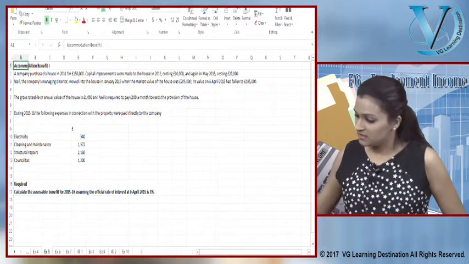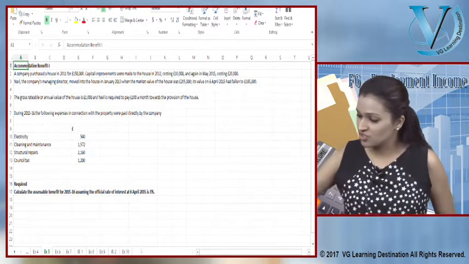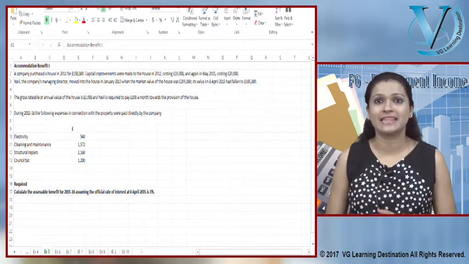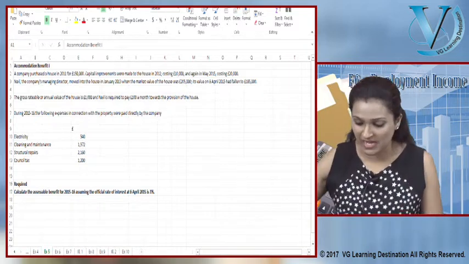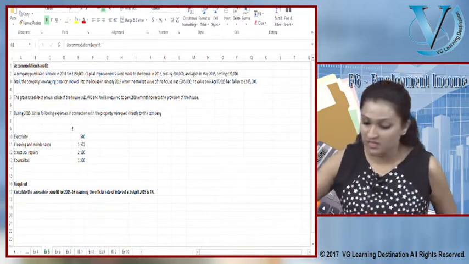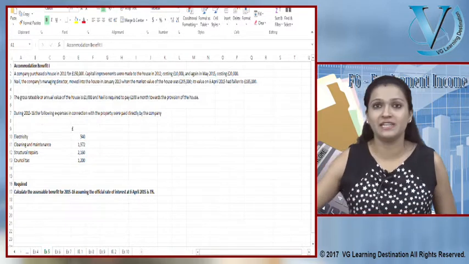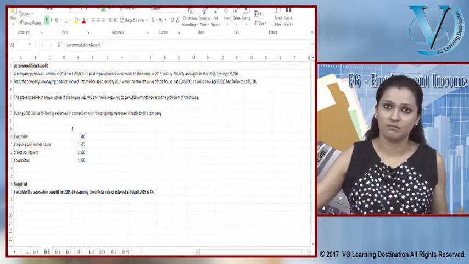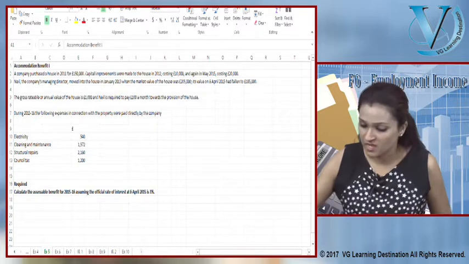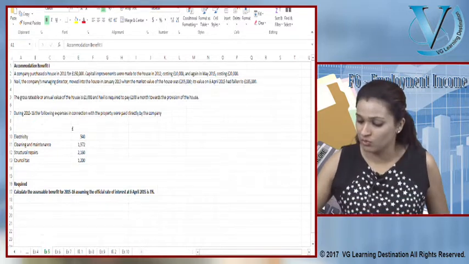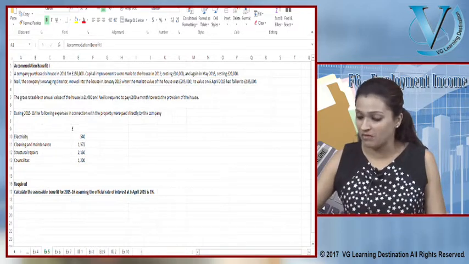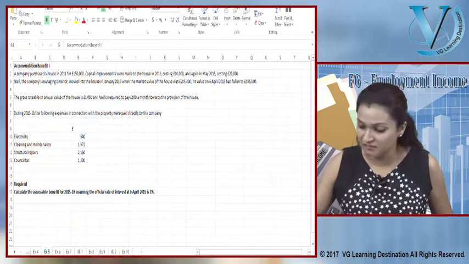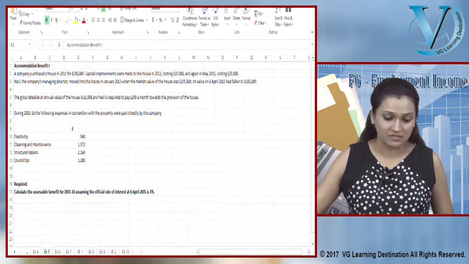Right. So let's quickly read through the question. Let's understand this with the help of an example. A company purchased a house in 2011 for £150,000. So the cost is more than £75,000. Capital improvements were made to the house in 2012, costing £10,000, and again in May 2015, costing £20,000.